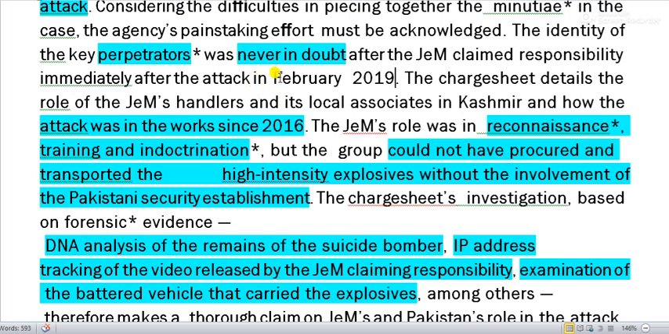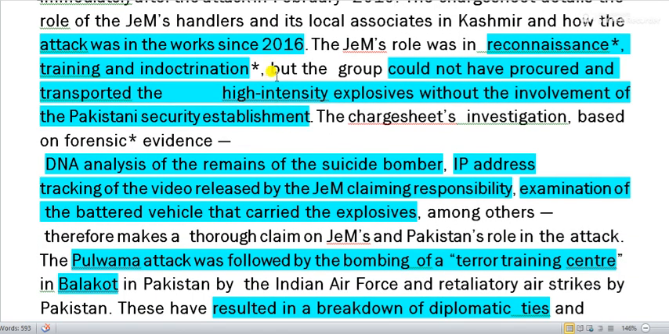The charge sheet details the role of JEM's handlers and its local associates in Kashmir, how the attack was in the works since 2016. Now the charge sheet gives the details also. It says that the JEM, in association with some people in Kashmir, were planning this attack right from 2016. So they took over 3 years to plan out the incident.